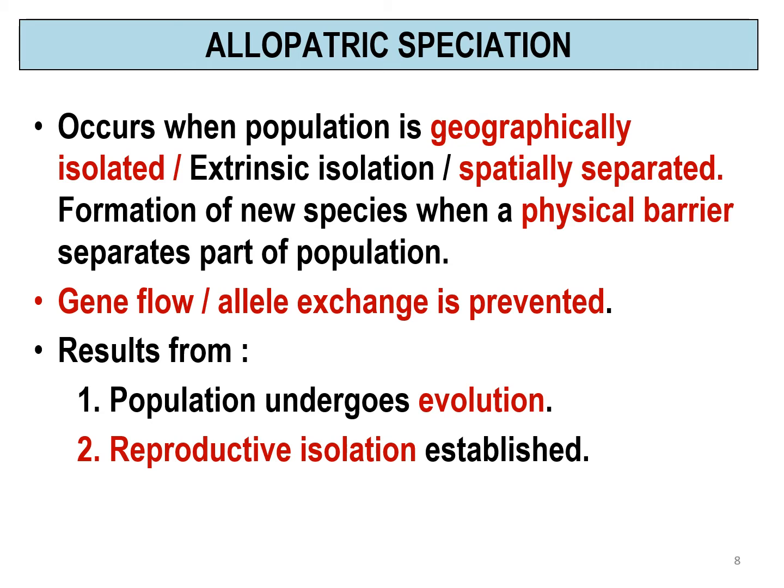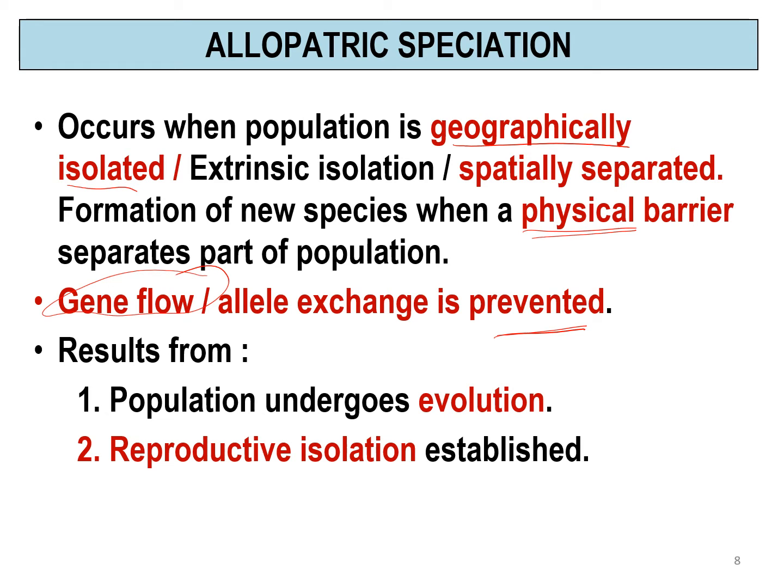So allopatric speciation is when a population is geographically isolated. Something happened to the geography, to the physical structure of the area. The formation of new species when a physical barrier separates part of the population. Physical barrier, ada penghalang fizikal. Mungkin terbentuk sungai, mungkin berlaku perubahan plat bumi dan bergerak dan berlaku terbelahan, berlaku jurang. So gene flow is prevented.